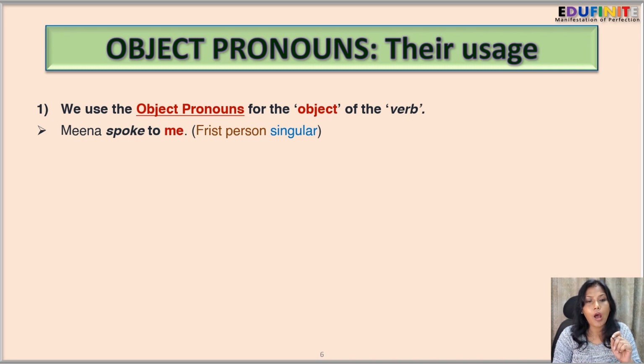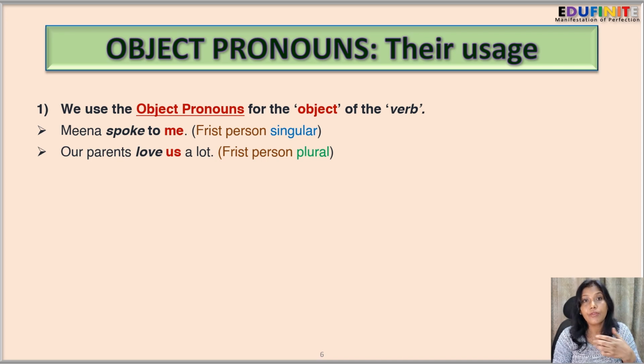Next, our parents love us a lot. Now the word us is first person plural. So it is a pronoun and it is in the first person plural. Now whom do our parents love? Us. So it is the object of the verb love. So hence it is an object pronoun.